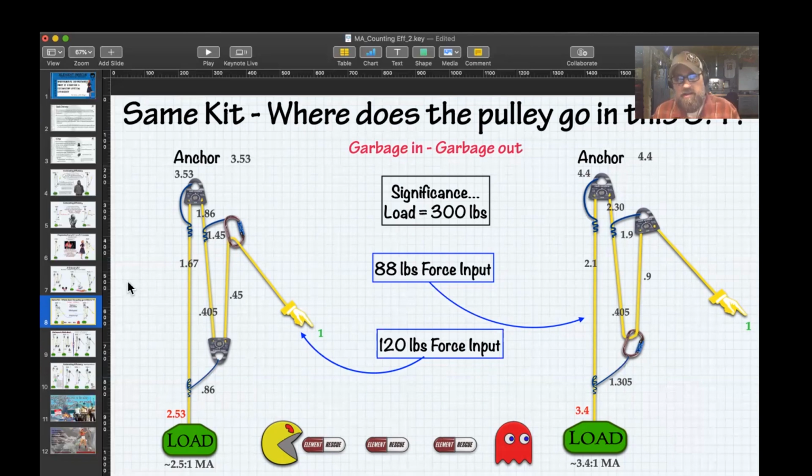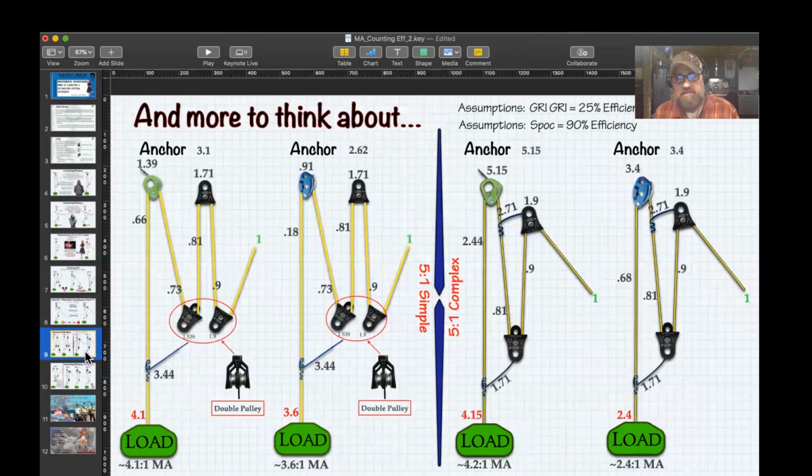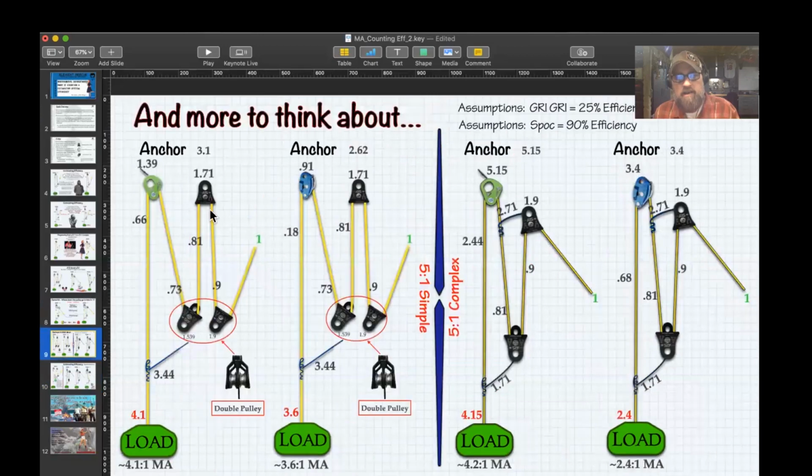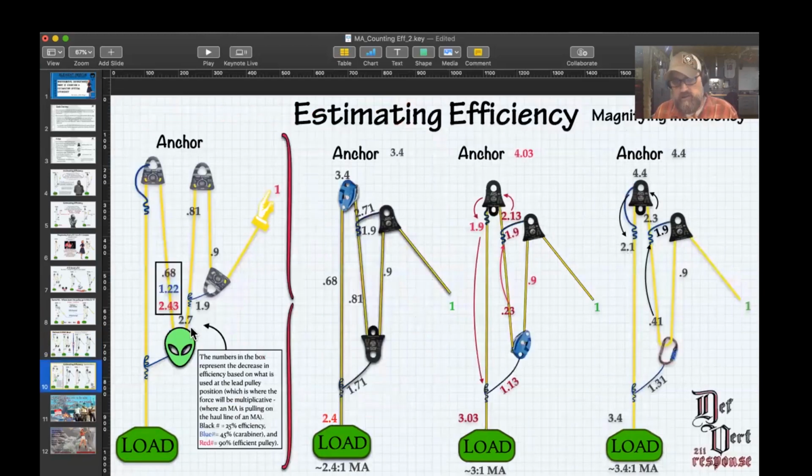So remember that, because when we look at these systems, these are not the same. What we've got to remember is that a 5-to-1 is a simple mechanical advantage because all the pulleys are moving in the same direction at the same speed. So it's a simple thing. When we get into a complex or compound, we have a mechanical advantage hauling on a mechanical advantage. So just to put that into a little bit of perspective, let's go off topic for a second and look at a compound.